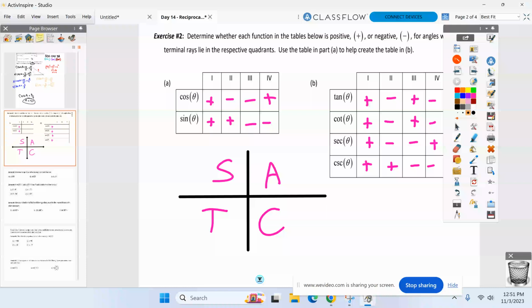We sure? Sine and its reciprocal. We just got to know what the reciprocal is. Tangent and its reciprocal. Cosine and its reciprocal.